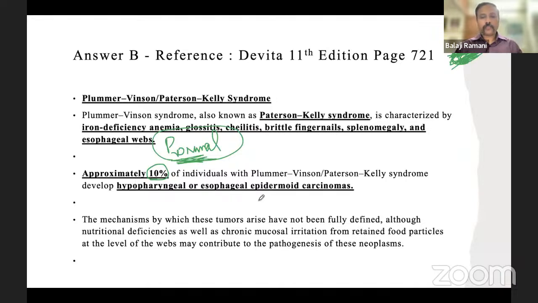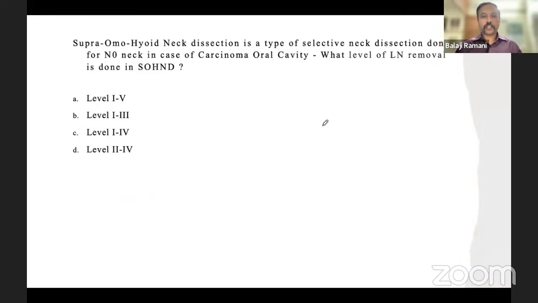The mechanism, multiple reasons are shown. One could be the iron deficiency itself, micronutrient deficiencies, and again, a direct result of irritation from the retained food particles. All these are theoretical mechanisms that are put forward. No one knows the real reason, but all these could be important in the pathogenesis of these lesions.